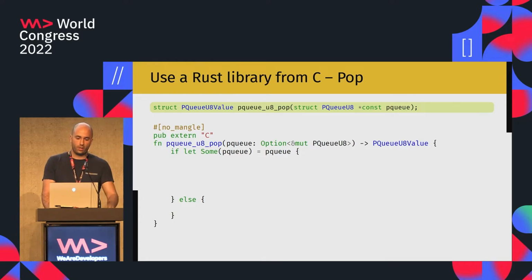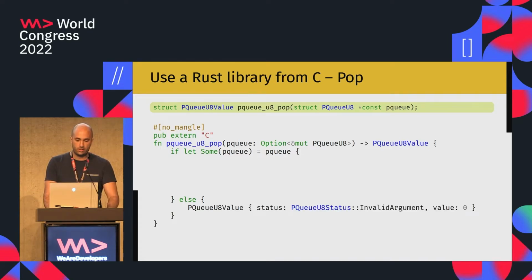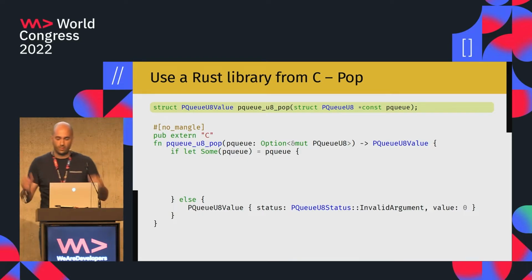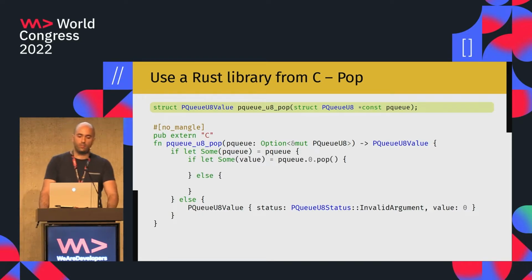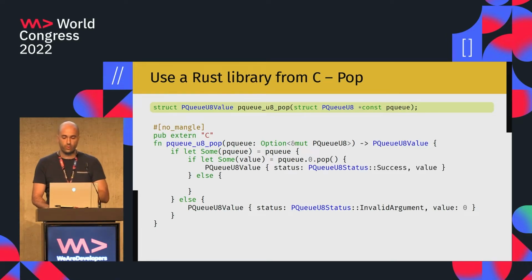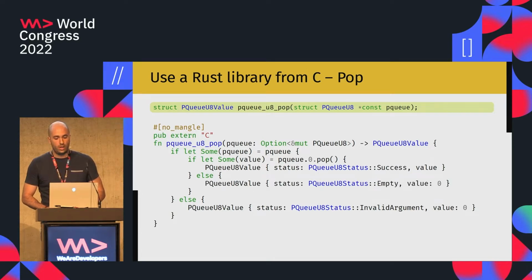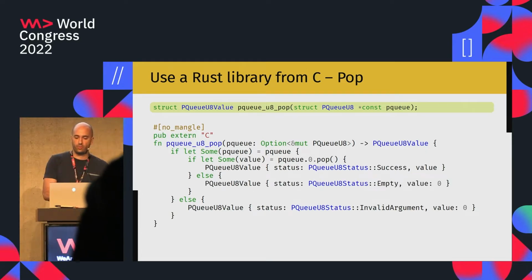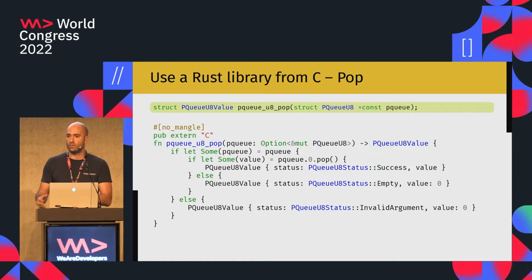We check if we got a null pointer for the queue. If that's the case, we return invalid argument with some dummy value. And then if not, we try to pop from the queue. And if that works, then we return success with the value that we popped from the queue. And if we couldn't pop anything from the queue, meaning the queue is empty, then we return empty and some dummy value.